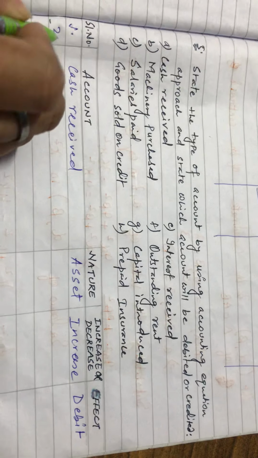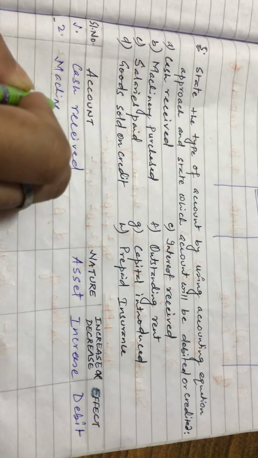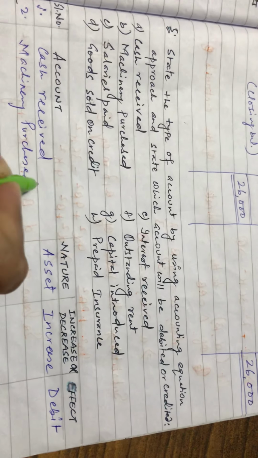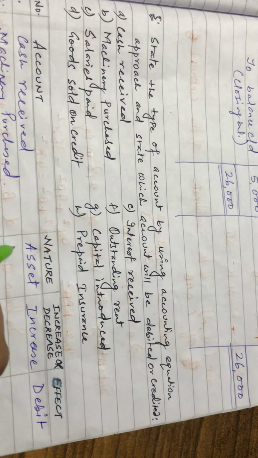The second one is machinery purchased. Nature, machinery is also an asset. If there is purchase of machinery, that means increase. Machinery is increasing here, so you have to write here increase, and it should be debited. The third one is salaries paid. So salary is a nominal account because it's expense. So you have to write down here expense. Salary paid means expenses are increasing over here, so we have to write here increase. And again, if the expense is increased, that means it should be debited.